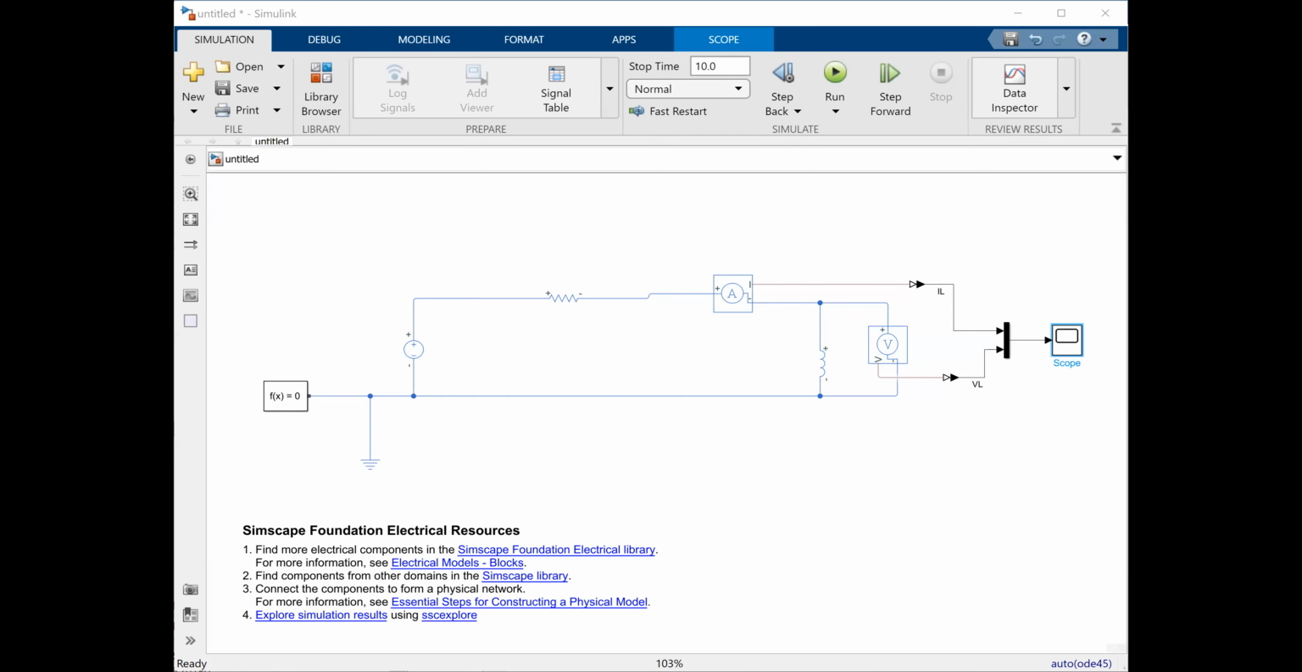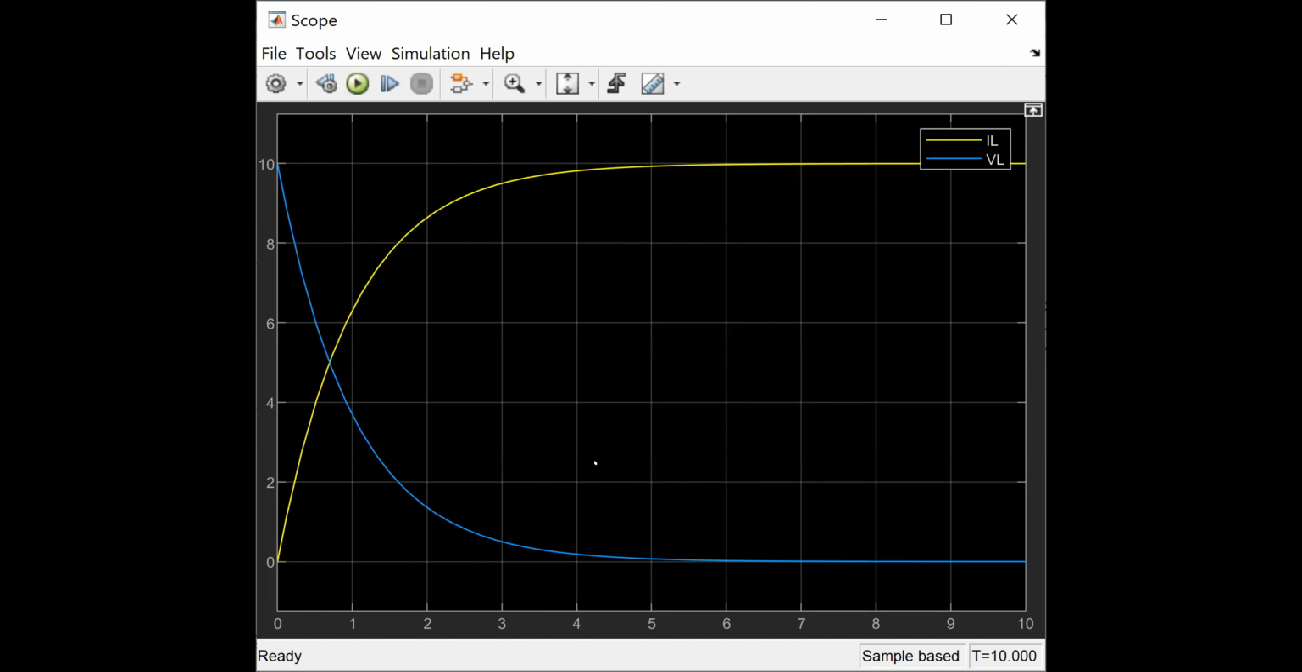Let me share the screen again. So you have a look at this. When R is 1, L is 1, and input is 10 volts, the final value of the current will be 10 amperes. So inductor current should rise in 5 seconds to this 10 ampere current, and the voltage should drop to 0 in 5 seconds. All right. I hope you have got the idea from this. This is the simulation of the time constant in an RL network. All right. Let me end this session here.